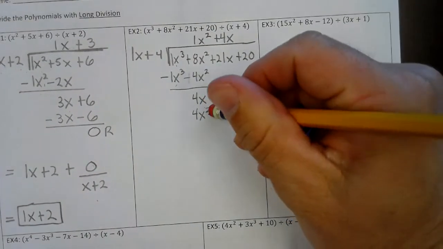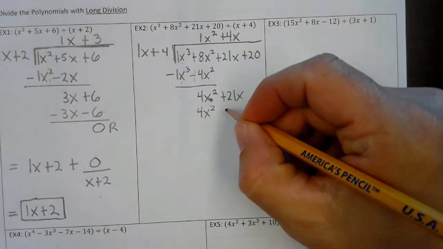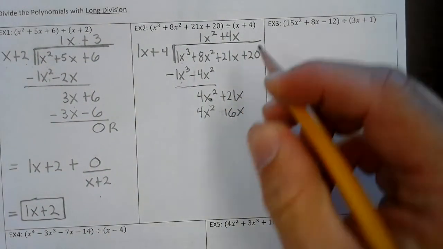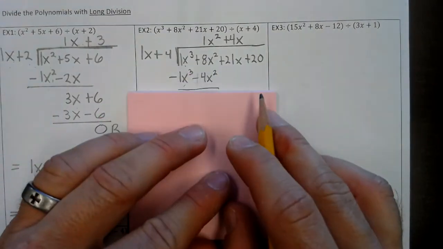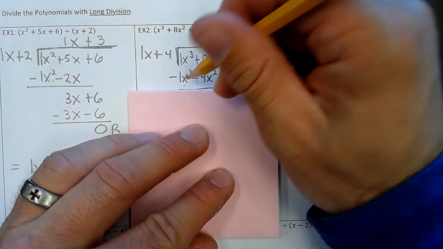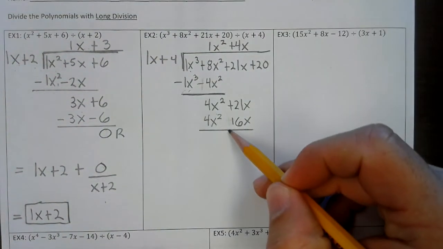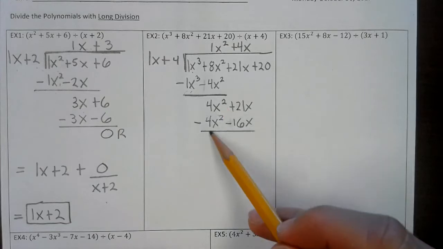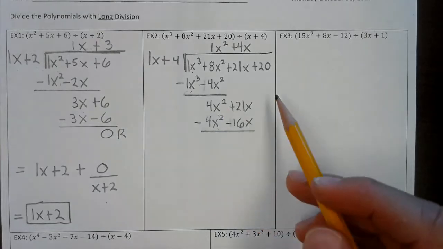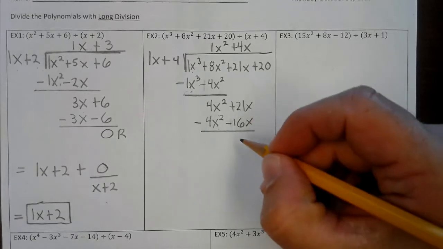Plus, and again, I keep writing that, but I need to not do that because you're going to subtract, so you don't want the plus sign there. 16x. I need to fix this line. Okay, I don't put the plus sign because I know I'm going to subtract. So that subtract cancels. If this didn't cancel, then you know you made a mistake. So 21x minus 16x is 5x.